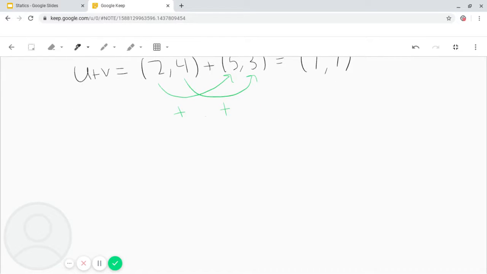Graphically, what this would look like is if you have vector u, which is 2, 4, should look something like that. And you have vector v, which is 5, 3, looks something like this. You'd add them tip to tail, so take u, add v, and your resulting vector would be 7, 7.